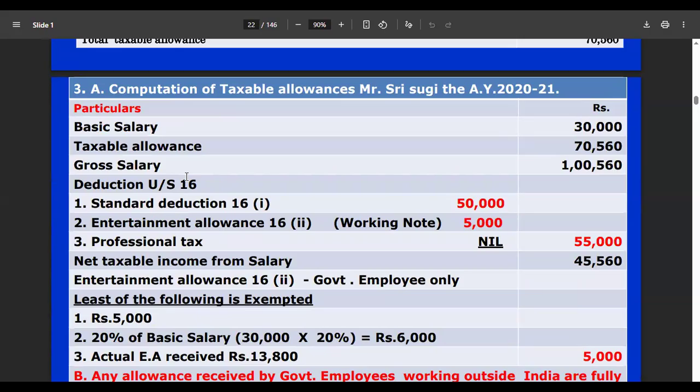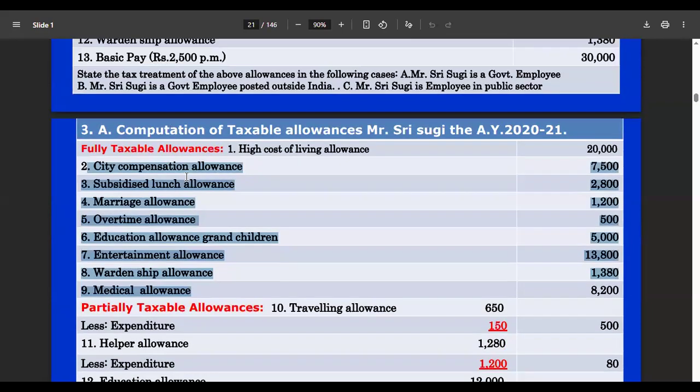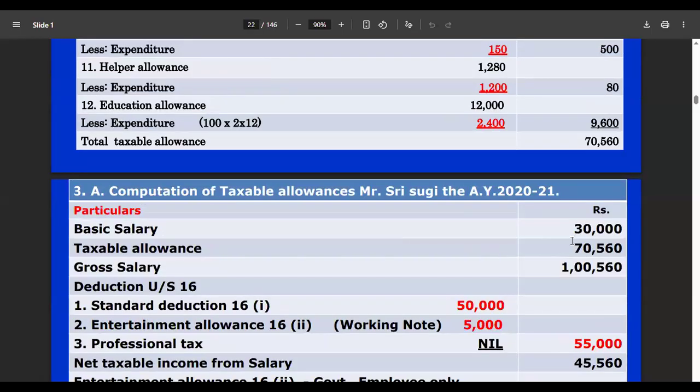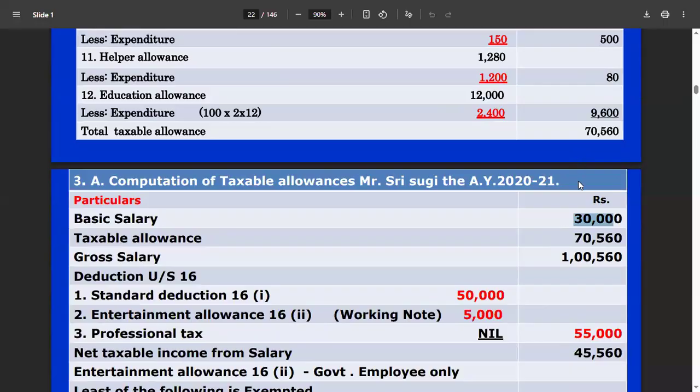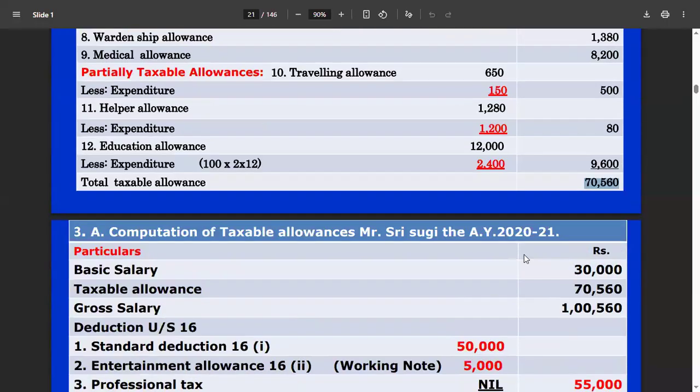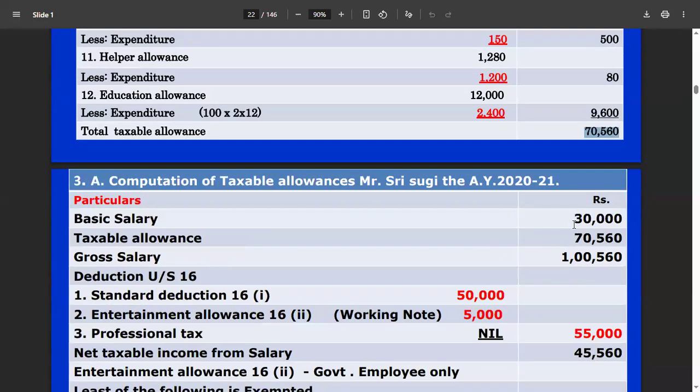So this is a working note on how to calculate the income. His basic salary is 2,500 per month. So 2,500 per month into 12, my salary will be 30,000. Then taxable allowances I calculated here. It is 70,560. So when I total my basic plus taxable allowances, what I get is gross salary.